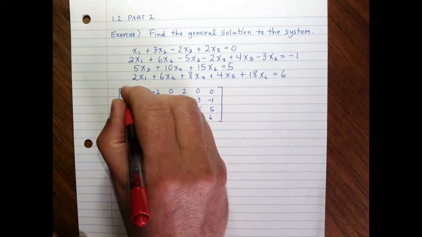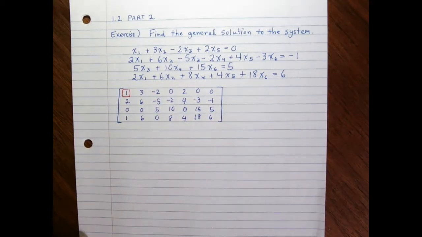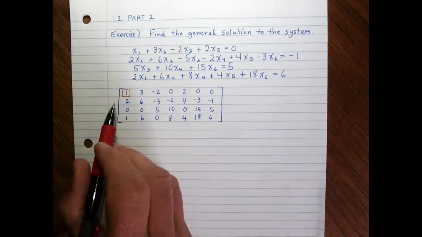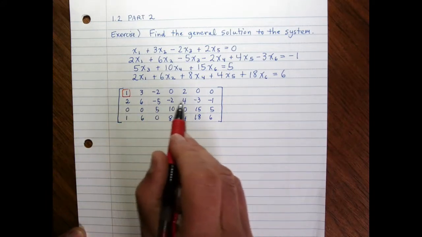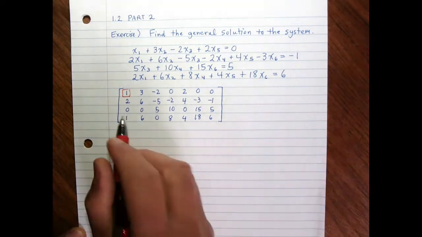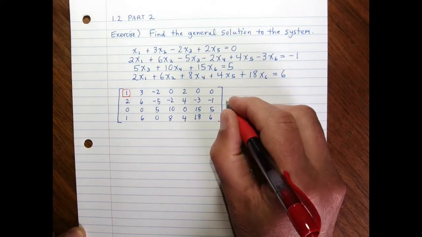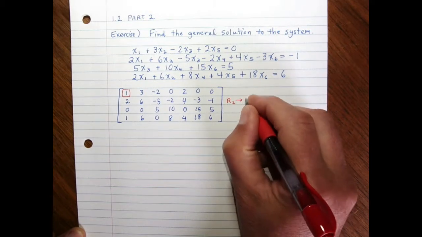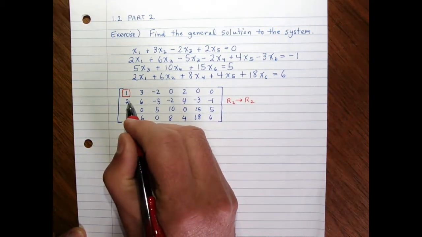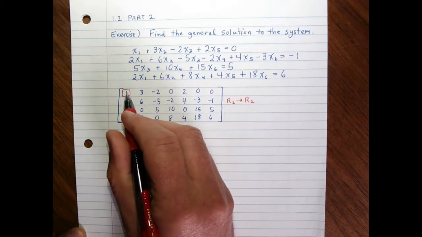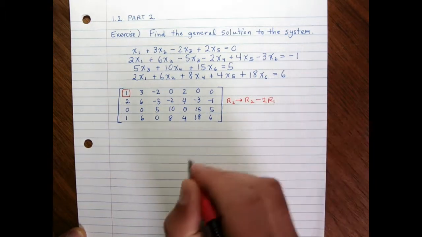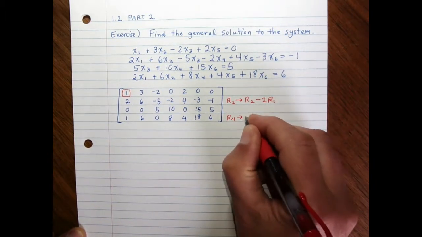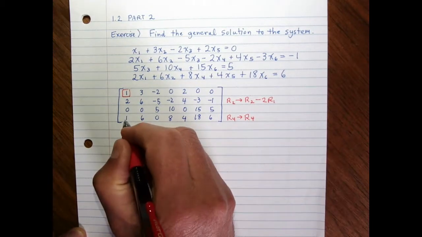So I can see I already have a 1 in the upper left-hand corner, my pivot position, so that 1 is just what I want. I'm going to leave the first row alone, but I now want zeros below, so I'm going to change row 2 and I'm going to change row 4. Row 3 already has a 0, so that's good. So row 2 I'm going to replace with row 2. Let's see, there's a 2 here, so I want to take 2 minus 2 times row 1. R2 minus 2 times R1. For row 4, I'm going to replace it with row 4.